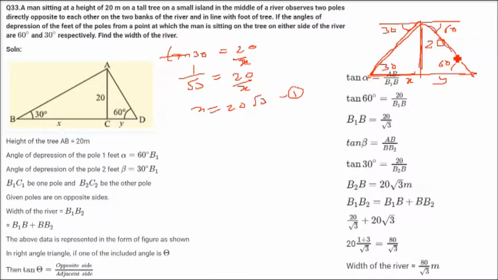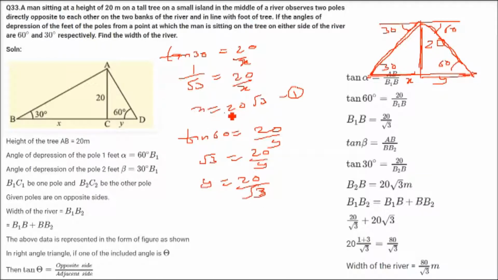Now coming to this triangle, we get tan 60 equal to 20 by y. Tan 60 is root 3, so root 3 equals 20 by y. Y is given by 20 by root 3. So what we have to do, we just have to add this. 20 root 3 and 20 by root 3 we have to add. That is x plus y, which will be the width of the river.